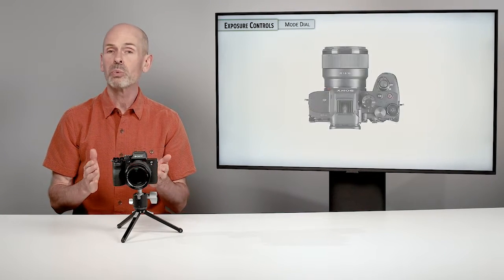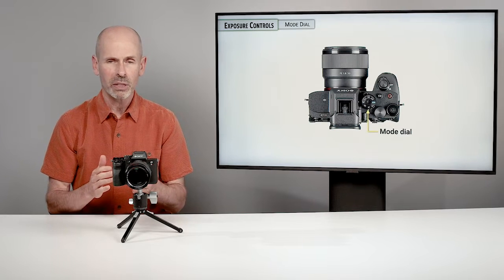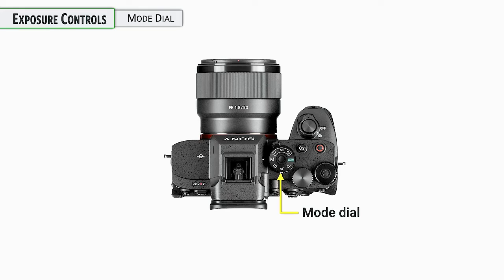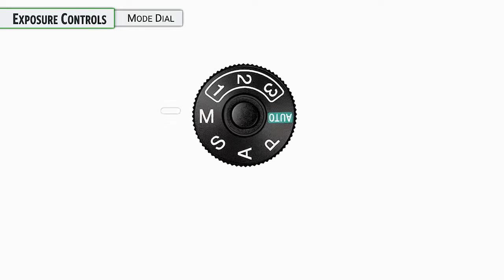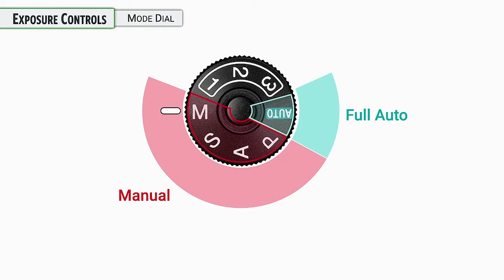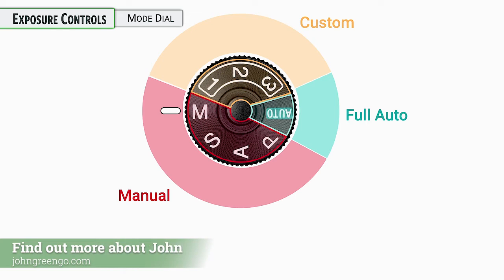Now, this all starts with the mode dial. This is what controls the shutter speeds and apertures on the camera and how you're going to set the controls. So let's take a closer look at the mode dial. In a generic sense, there is a full auto mode, which is going to be a very simple mode. We'll talk about that first. There's a lot of options that give you some manual control, and then there's some custom modes that you can customize exactly how you want them to work.